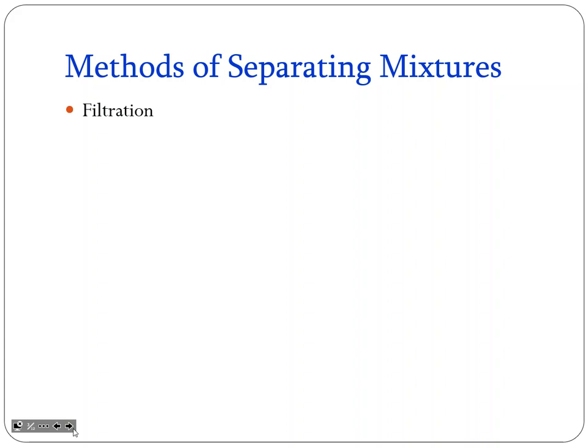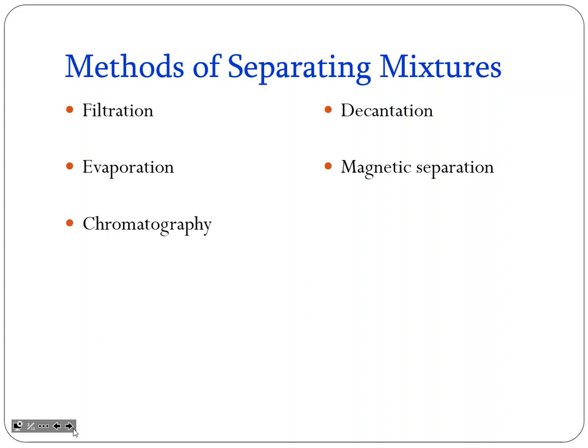Now, there are different methods. We have filtration. We have evaporation. Chromatography, which we're going to do a lab on, I believe, next week. Decantation. Magnetic separation. And distillation. So these are going to be our 6 different ways that we are going to separate mixtures and get our components of the mixtures away from one another.